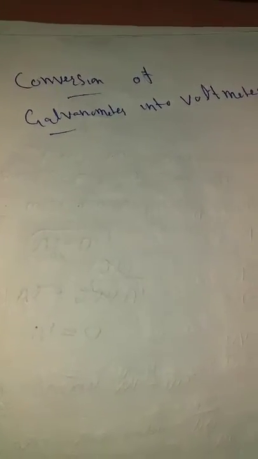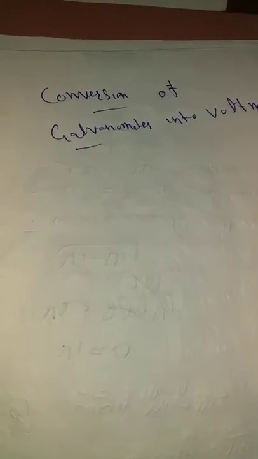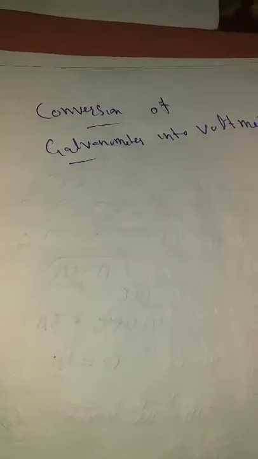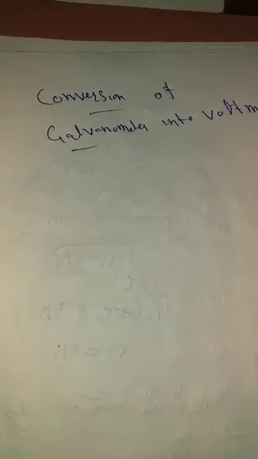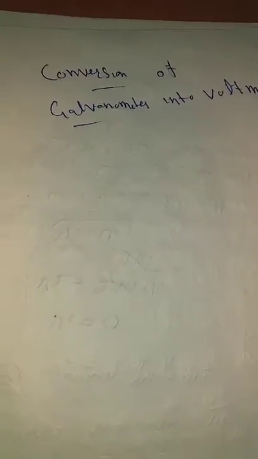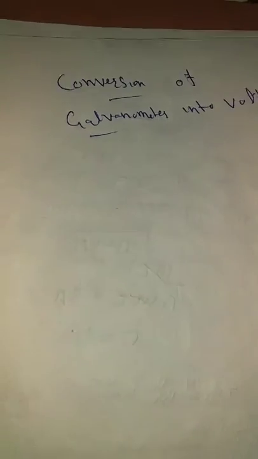In previous classes, we have discussed how we can convert a galvanometer into an ammeter. Today's topic is the conversion of galvanometer into voltmeter. If you remember the previous class, I told you that a galvanometer is a very sensitive device used for measuring a small amount of current passing through. When a large amount of current is passed through it, it gets heated up and gets damaged. But then we converted it into an ammeter. Today's class is about how we can convert a galvanometer into a voltmeter.